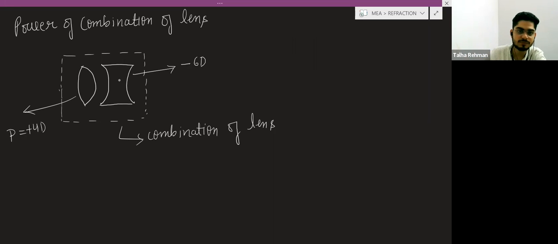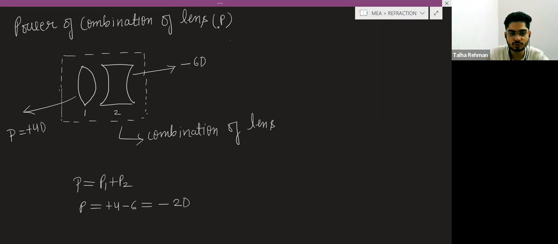So power of the combination. Suppose P is the power of the combination. So this P value is equal to power of the one lens plus power of the second lens. So the total power will be, suppose this is your first lens, this is your second lens, so plus 4 minus 6, means you will have a power of the combination of minus 2 diopter. In this way you will calculate the power of the combination of the lens.